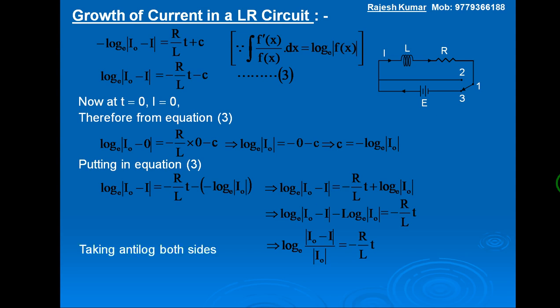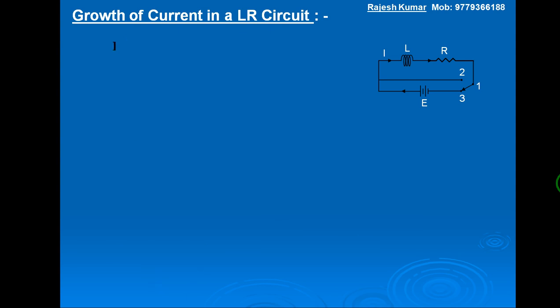Now taking antilog on both sides, we get I naught minus I upon I naught is equal to e to the power minus R upon L into t. Now cross multiplying, we get I naught minus I is equal to I naught into e to the power minus R upon L into t. By rearranging, I naught minus I naught into e to the power minus R upon L into t is equal to capital I, or capital I is equal to I naught into 1 minus e to the power minus R upon L into t, taking I naught common. Let it be equation number 4.